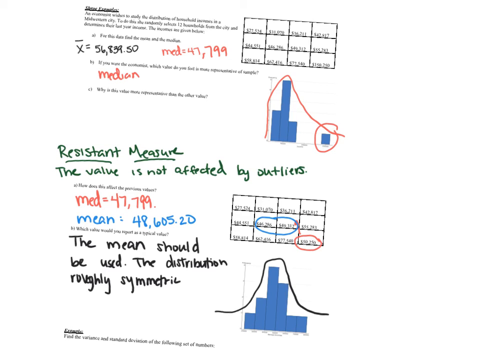The mean, on the other hand, is highly affected by outliers. And notice my mean was $56,839.50 for the original problem. But when I took out the $150,000 person and added in just a $50,000 person, look what happened to the mean. It dropped significantly, because it's heavily affected by these large extreme values that we call outliers. So again, remember, when we're talking about which center value to use, if the distribution is skewed, we always use the median. If the distribution is symmetric, we want to use the mean.